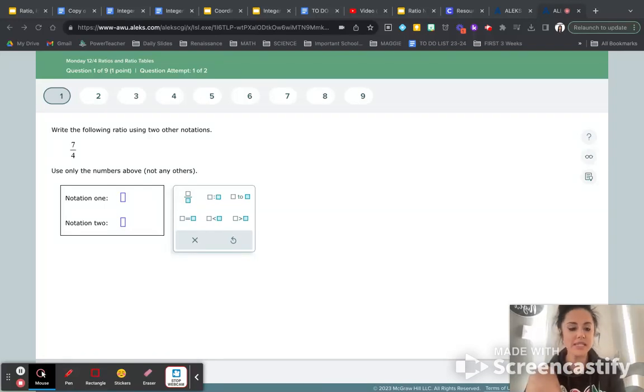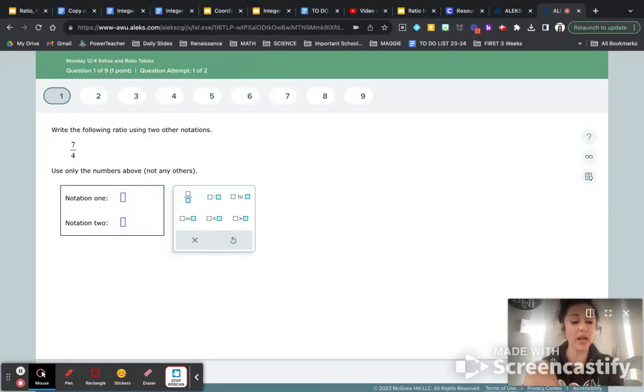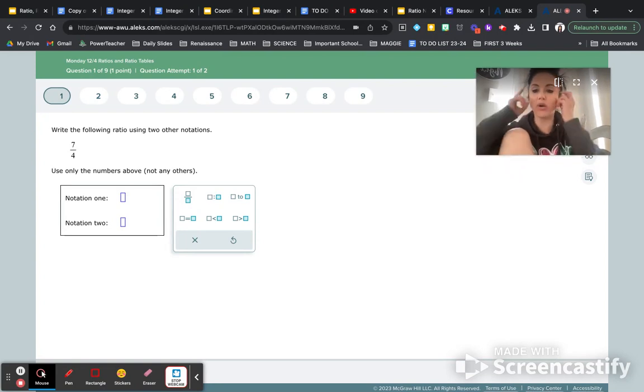Hey guys, so this is to run through a practice assignment with you for identifying ratios, and also writing equivalent ratios in a table. So this first problem is just asking you to know all three different ways to notate or write a ratio. They start off in fraction form, 7-4, and they ask you to keep the numbers in order because that's how you keep it as the same ratio. But what are the two other ways that you could write that?